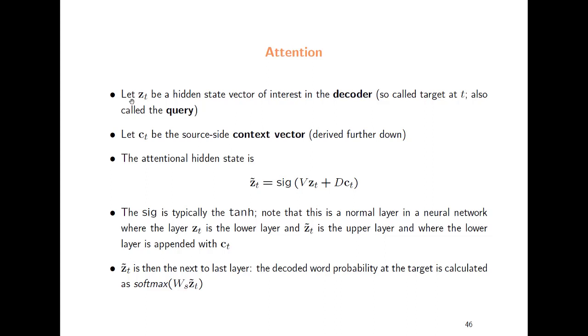So in the simplest version, we consider Z_t to be a hidden layer of interest in the decoder, on the right side, and Z_t in connection with attention is called the query. Then we have C_t, which is called the context vector, and this attentional hidden state is then a sigmoid applied to a transformation on the Z_t layer plus some weighted input from the context layer. So this is a matrix. These are vectors. So we add something to this representation, and if we get the old model without the attention, all the D's are 0. Often people use a tanh instead of the sigmoid here.